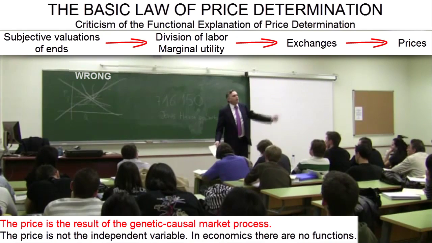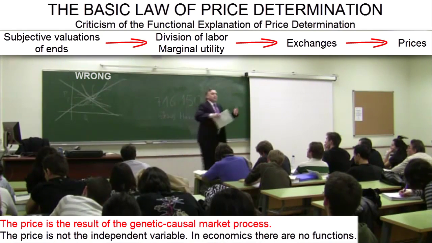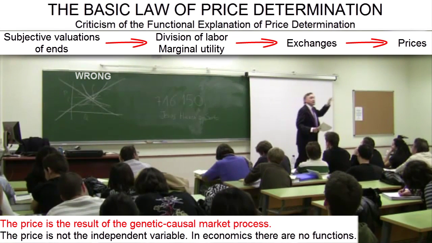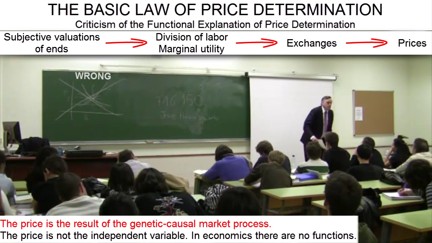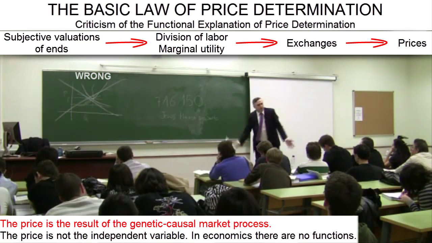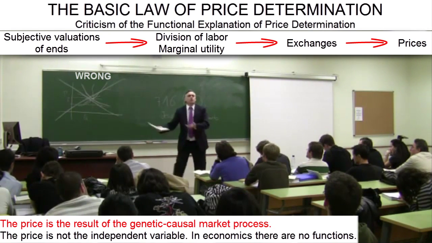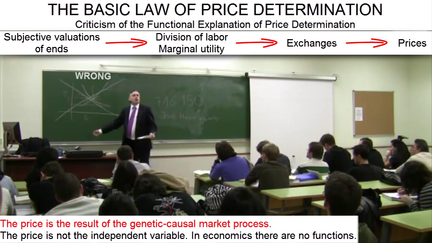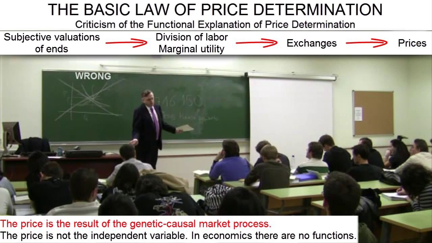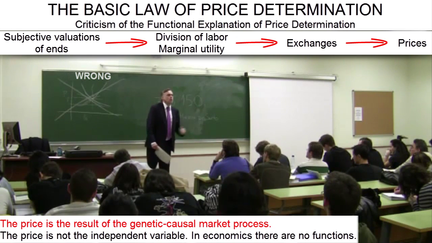If we buy a lot of a good, if we have an intense desire for something, and we buy a lot of it, the last thing that happens is that the price rises. If we do not value the good, or there is a large supply of it, if we decide to supply a lot or buy little, then the price falls. The price comes last. The price is always the dependent variable, for there are no functions in economics. I have already explained it over and over again. It is a genetic causal process.